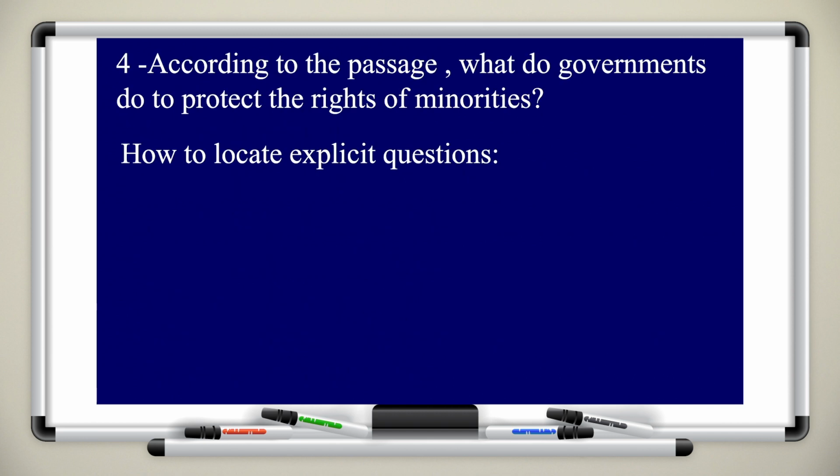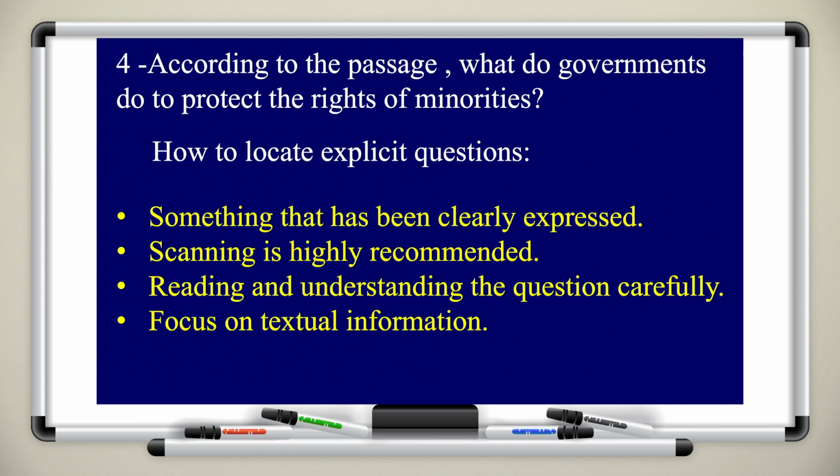Question number 4. According to the passage, what do governments do to protect the rights of minorities? Now, how do we locate explicit questions? It is something that has been clearly expressed. You need to scan the paragraph or the passage. Read and understand the question carefully and focus on the text information.